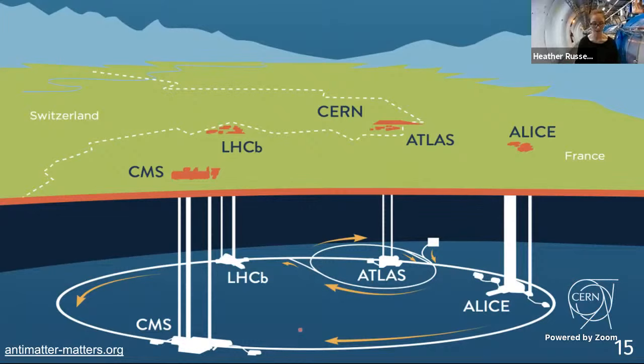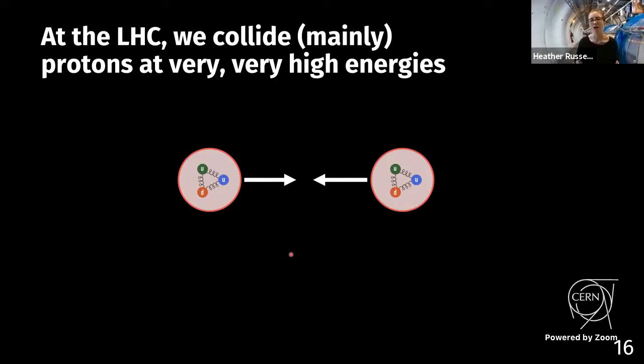The experiment I work on is right here along the ring, and it's in the middle. So at the LHC, we're colliding mainly protons at very, very high energies. And we're using the giant LHC ring to make them go 99.99999, there's six nines, percent of the speed of light. And then we smash them into each other.